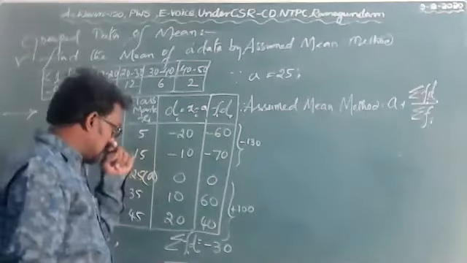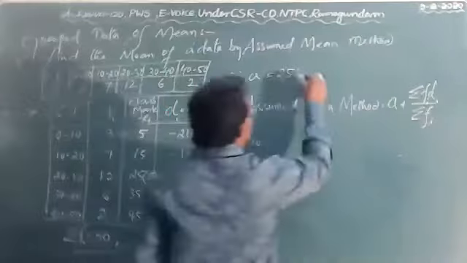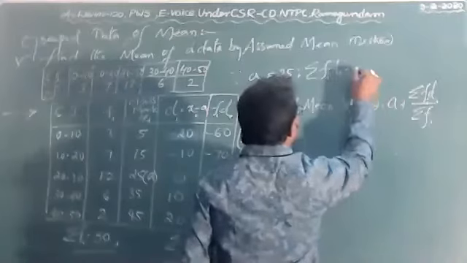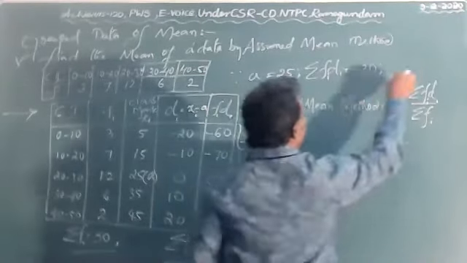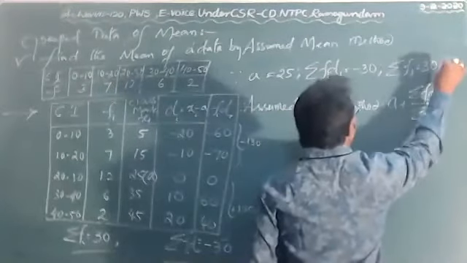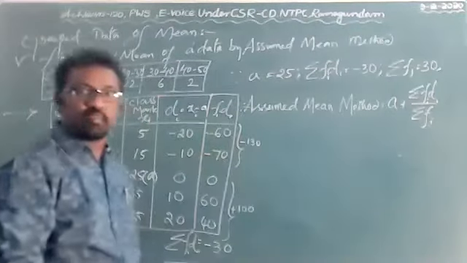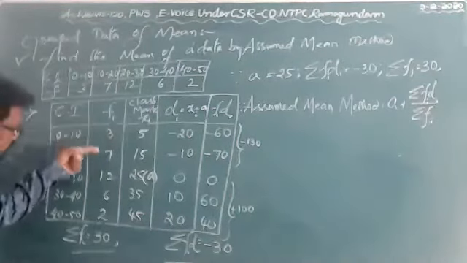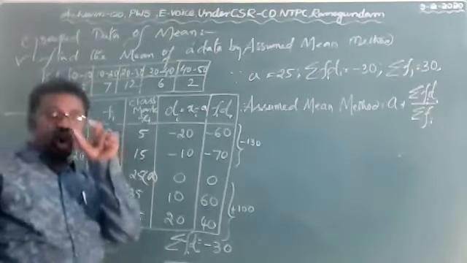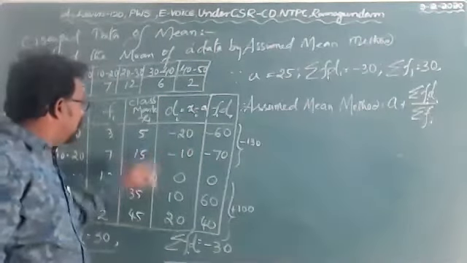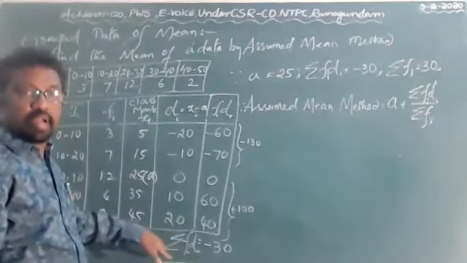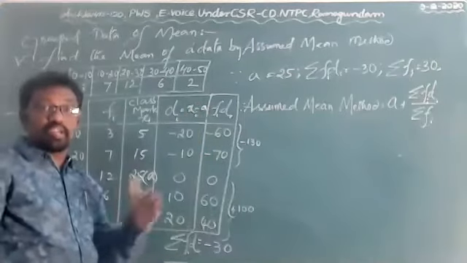Okay, children? Yes, you got it, minus 30. Sigma FD is equal to minus 30. Already you know sigma F. Sigma F is nothing but 30, already you know the frequency. Is it clear? Now substitute. What did we do extra here? The D column. This is D. The D column we made, whose formula is x minus A, the deviation.